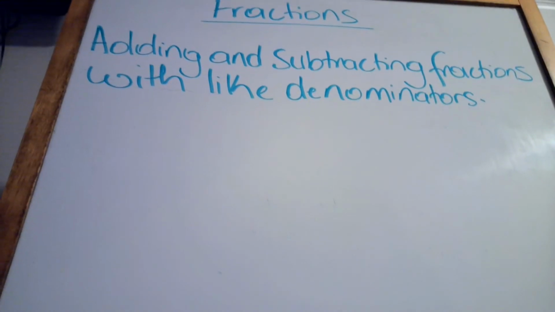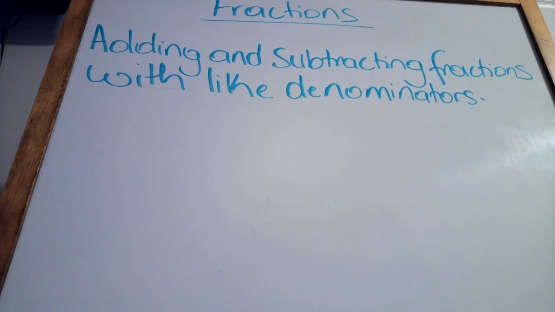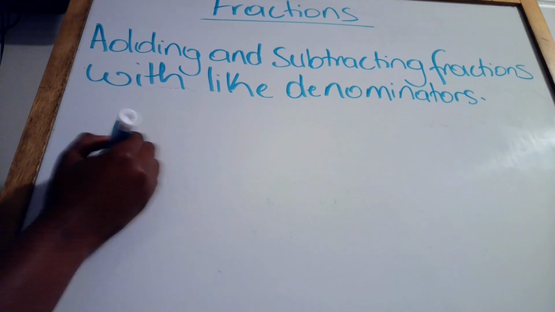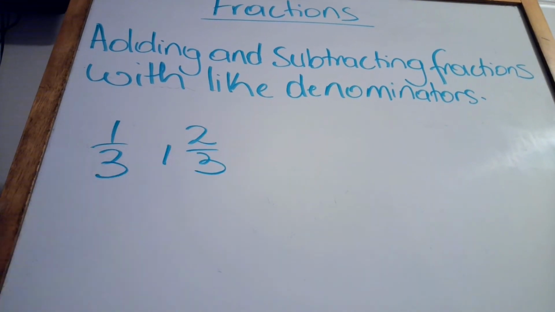What I'll be looking at in this video is fractions, and I'm going to look at adding and subtracting fractions with like denominators. When I say like denominators, I mean they have the same denominator. An example of fractions with like denominators would be 1/3 and 2/3. They have the same denominator. So once they have the same denominator, we consider it to be like terms.